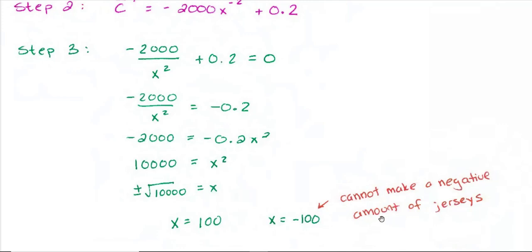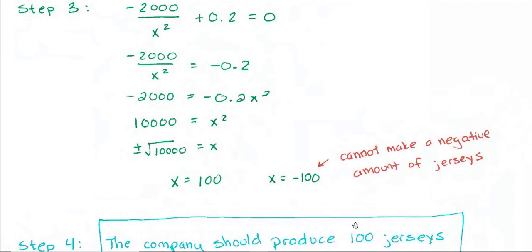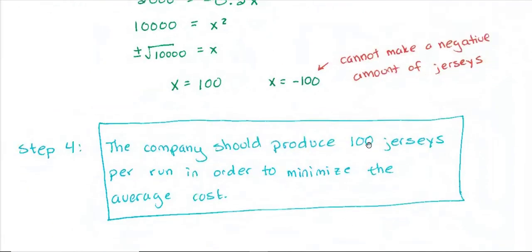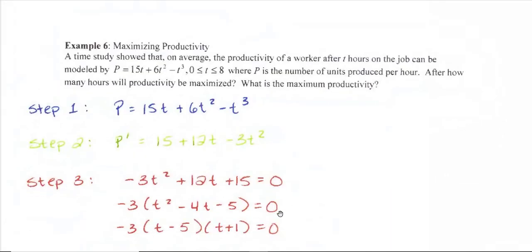We know we can't take a negative amount of jerseys, so we're going to ignore that. And we know that the company should produce 100 jerseys per run in order to minimize the average cost. Let's do one more example.